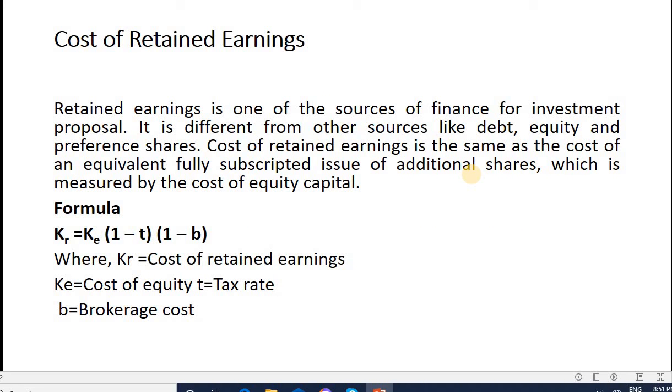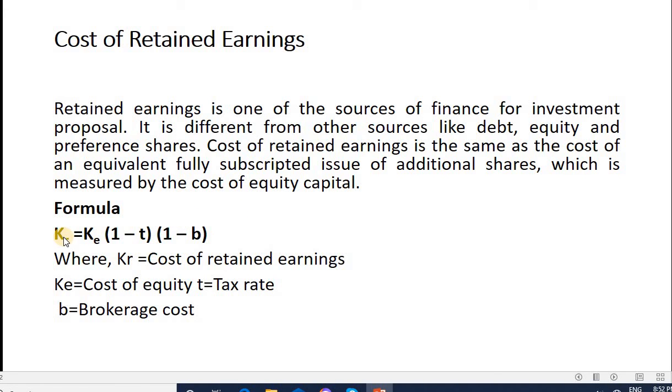After calculating the cost of equity, we need to see even the cost of retained earnings. Retained earnings is one of the sources of finance for investing proposals. It is different from other sources like debt, equity and preference. Retained earnings is a part of profit which is retained in the company, where we are not paying that profit as a dividend, we are retaining it for future investments. So cost of retained earnings is the same as cost of equivalent fully subscribed issue of additional shares, which is measured by the cost of equity capital.